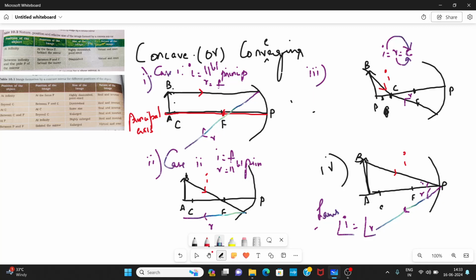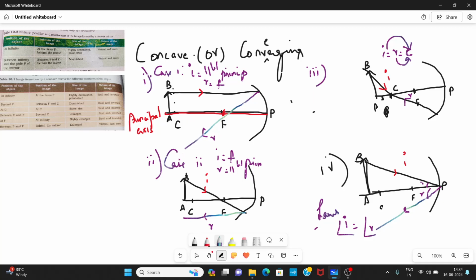You see, if you keep the object beyond C, that is beyond the center of curvature, the position of the image will be formed in between F and C, and the size of the image will be diminished, that it will be smaller, but not as small as when the object is at infinity. It will be smaller, and it is also real and inverted. At C, if you keep, you will obtain the same size of the object. The image will be the same size as the object, and it will also be real and inverted.